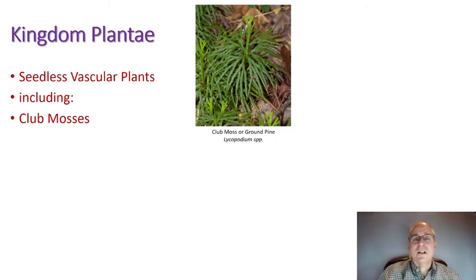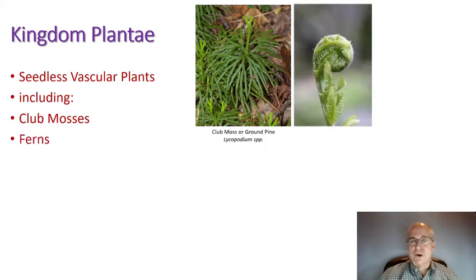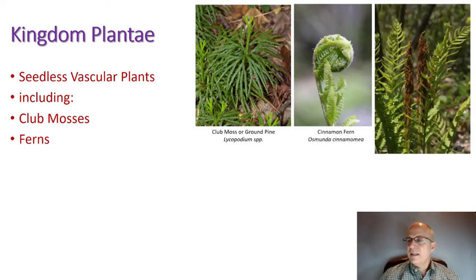This particular club moss won't grow bigger than 4 or 5 inches. And then the other example are going to be the ferns. And here you see something called a fiddlehead, which looks like the top of a fiddle or a violin, where you would tighten up the strings. Here is an adult version of a fern.